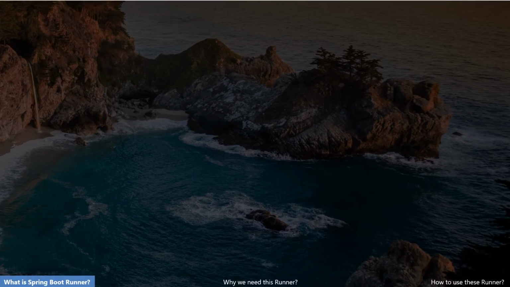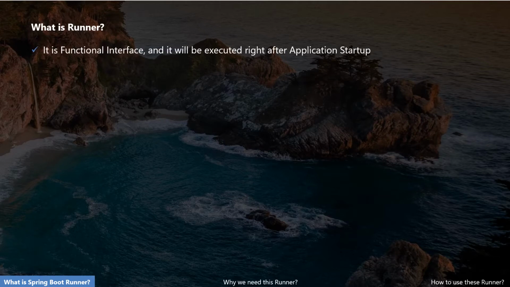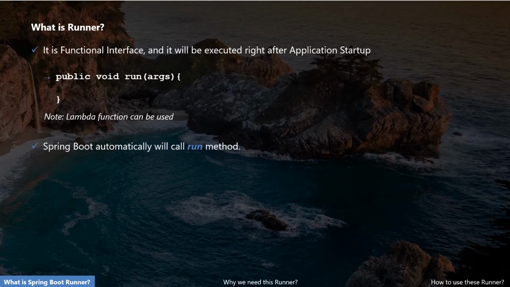So first question is, what is a runner? It is an interface, more precisely a functional interface to run code, and it will be executed exactly after the Spring Boot application has started. So that's why it is important. A functional interface means it has only one method inside it, a run method, and it is an interface, so you cannot make an object out of it. You have to implement it in your class. And Spring Boot will automatically call this run method after it finishes starting the application. Spring Boot automatically will call the run method of all beans implementing this interface after the application context has been loaded.